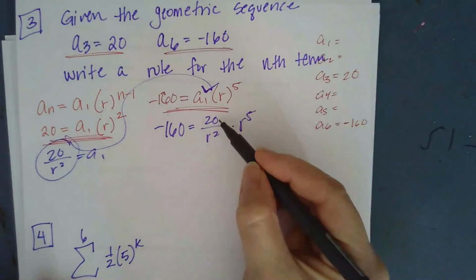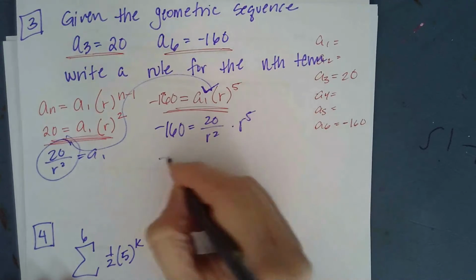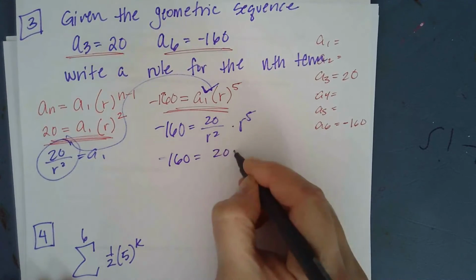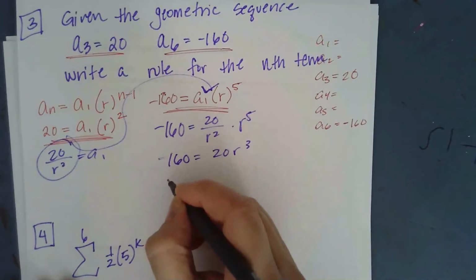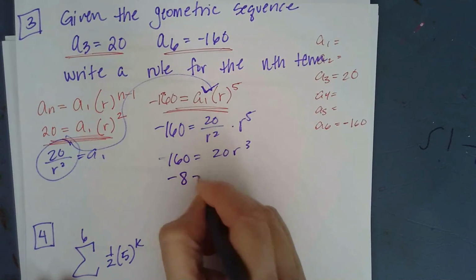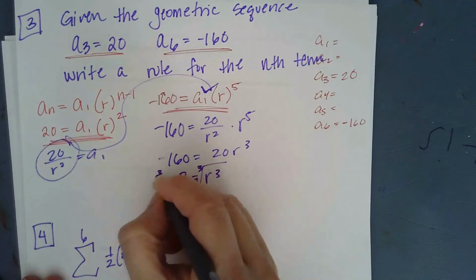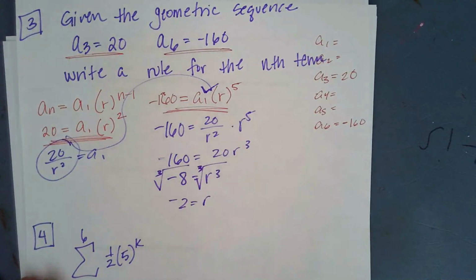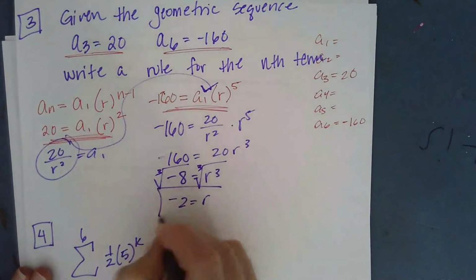So that's what it would look like. Let's simplify this. This is where those exponent properties come into play. 20 divided by r squared times r to the 5th gives me 20 times r cubed, because r to the 5th over r squared gives me r cubed. I'm going to divide both sides by 20 and then take the cube root. We do this after we've already talked about cube root functions. The cube root of both sides, remember, would be negative 2. So to get from 20 to negative 160, if this is my third term and my sixth term, I'm going to multiply by negative 2 each time.